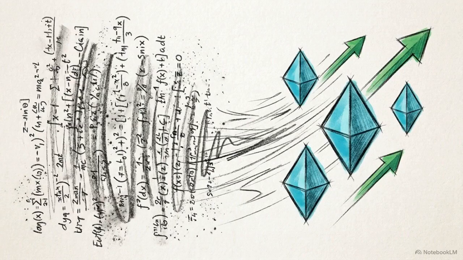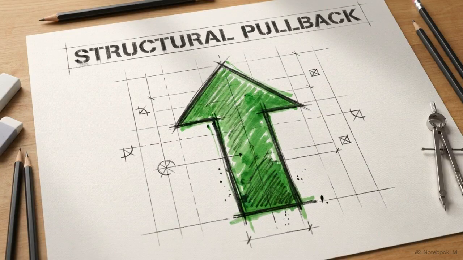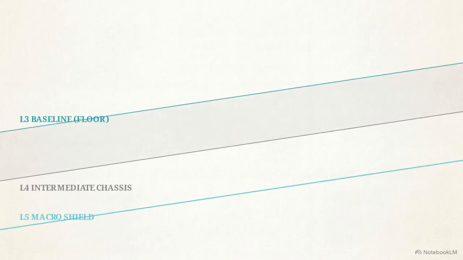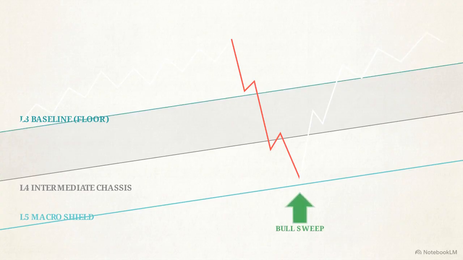Now we can reconnect the back-end engine to the visual triggers we saw at the start, detailing exactly how the math triggers the geometry. Let's break down the logic of a liquidation sweep, specifically looking at the conditions for a green arrow bull sweep. This chart highlights the 3 strict requirements for a bull sweep. The market must be in a confirmed macro uptrend. Execute a rapid liquidity flush down through the intermediate chassis and immediately snap back above the baseline floor. Once those align, the green arrow fires.